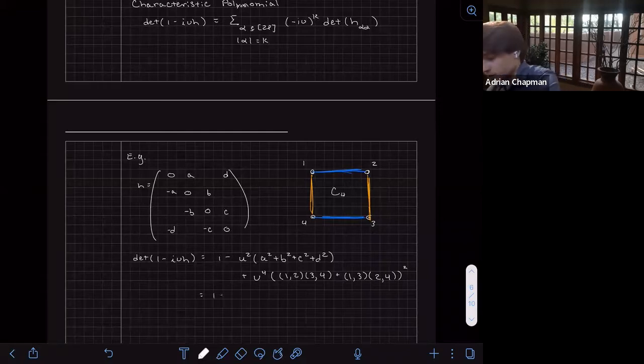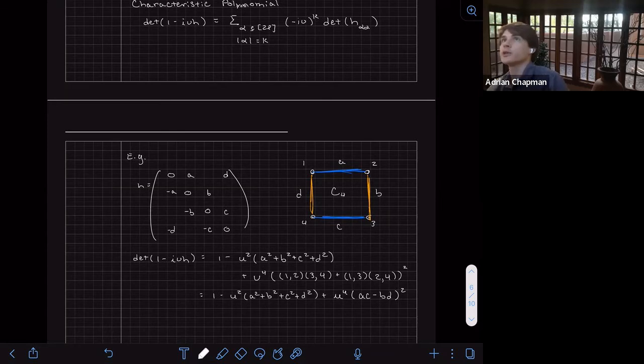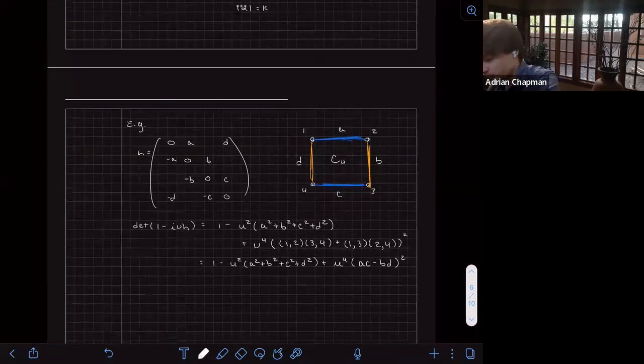And so what we have is the original terms we wrote down. This is U to the fourth, AC minus BD quantity squared. So I'm going to say this is A, this is C, D, and B. And you have a minus sign from the fact that you have 1, 3, 2, 4, you have one swap necessary to sort that, and this is what you have.